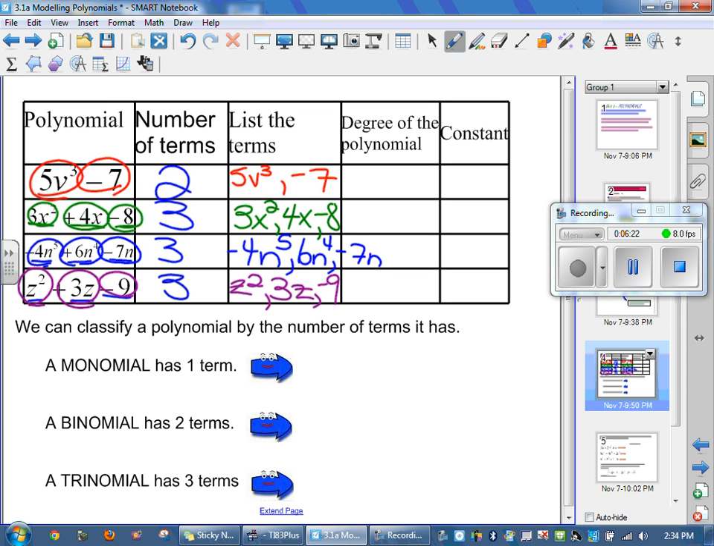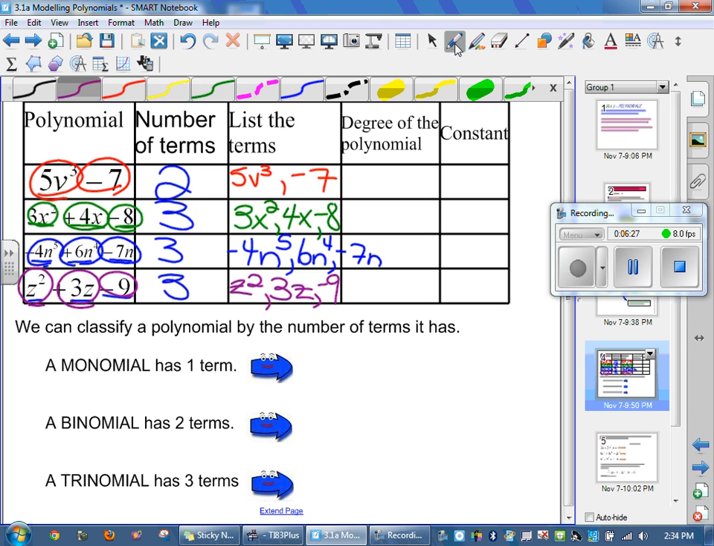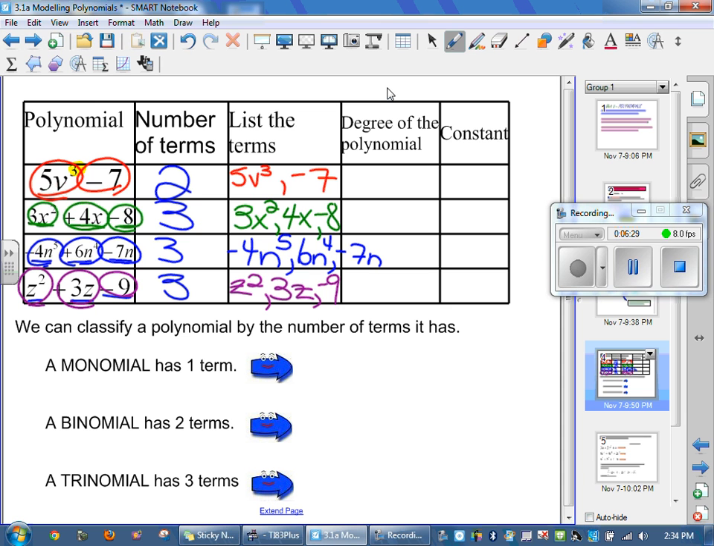So when we look at degree, we're finding the largest exponent. So let's find the largest exponent. Over here, I have a large exponent 3. Does the 7 have a degree? Well, it does, but what is it? 0. Remember, only variables get degrees. If it doesn't have a variable, so no variable, 0 degree. So 7 has a degree 0. So which one's bigger, 3 or 0? 3. Good. So this one is a degree 3.